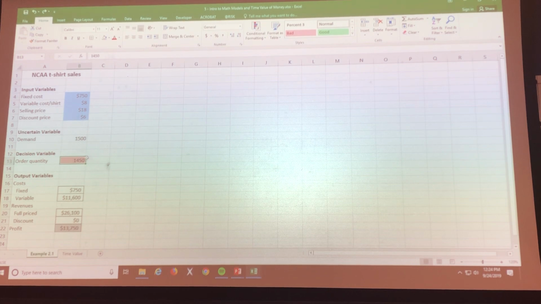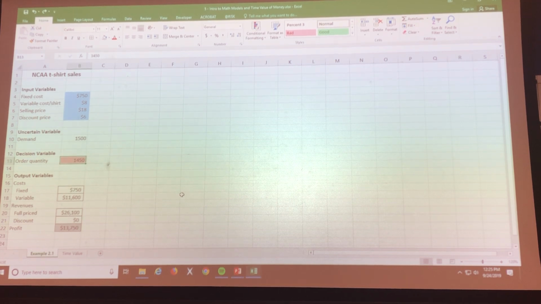But what if we had ordered that many and then the demand had only been 1,400? Well, then we would have made only 13,050. I could all day long sit here and play around with those numbers and see what that does to profit, and I could make some decisions about how brave am I, how accurate do I think my estimates are, all those kinds of things.